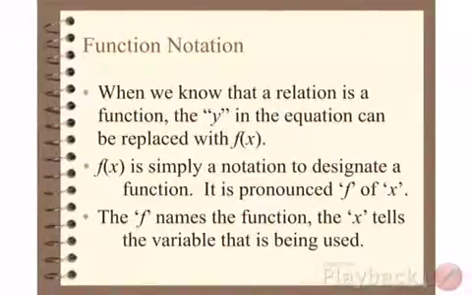So function notation: when we know that a relation is a function, the y in the equation can be replaced with f of x. f of x is simply a notation to designate a function, and it is pronounced f of x. The f names the function, and the x tells you the variable that's being used, the independent variable. Okay, and that's it, we're done.